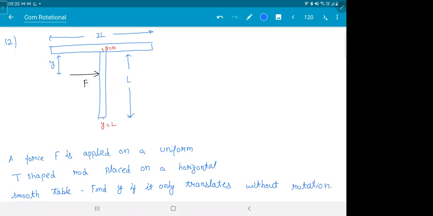So you have a T-shaped uniform rod placed on a horizontal smooth table, and when you apply F at a particular point, it is observed this thing simply slides. You can try this with your pen. Put a pen with the cap on the table. If you push at the center, it will rotate. But there's a particular point on the pen where, when you push, it will just translate and will not rotate. You can try this with any body. You'll observe there's one point on the body where it will not rotate.